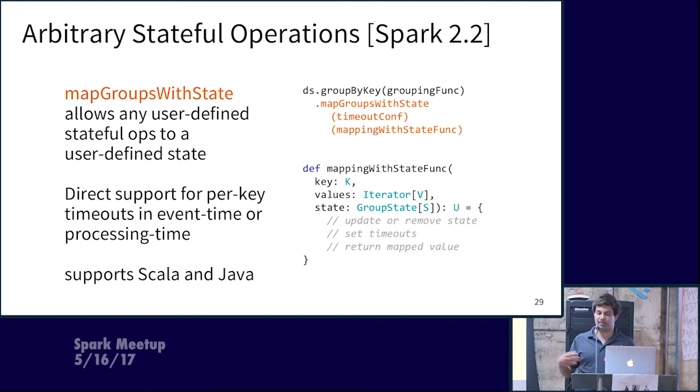And then you also give it a map function. The mapping with state function will provide you the grouping key that it's being called on, and an iterator of values. This is all the values that we've received for that key during that trigger. And then you will also have access to the state that can be updated across triggers. So in your mapping with state function, you can update or remove state, you can set your timeouts, or you can return mapped values. The map value you return could be anything. You could just be outputting the state as you update it, or you could be, for example, doing anomaly detection, where your state would be a limit on how anomalous something is, and then you just output abnormal values.